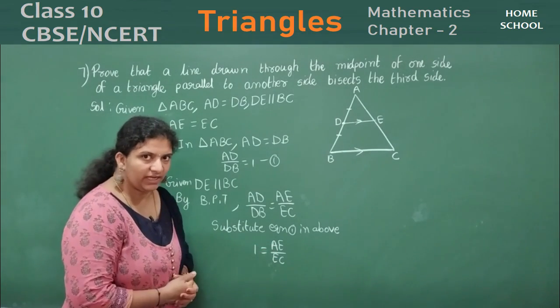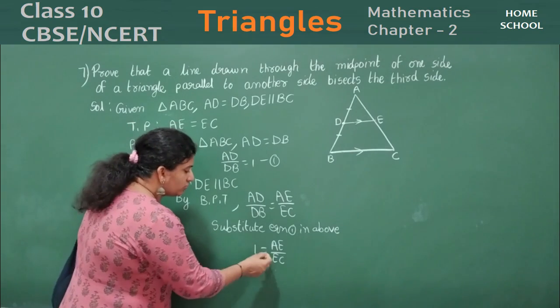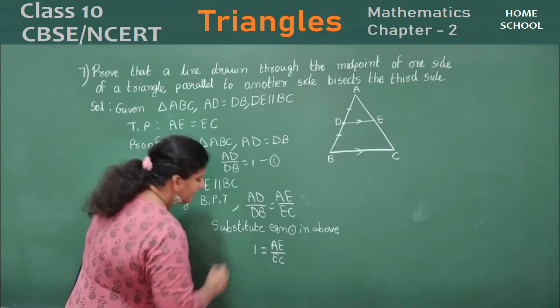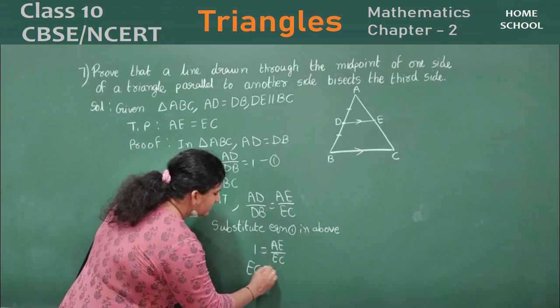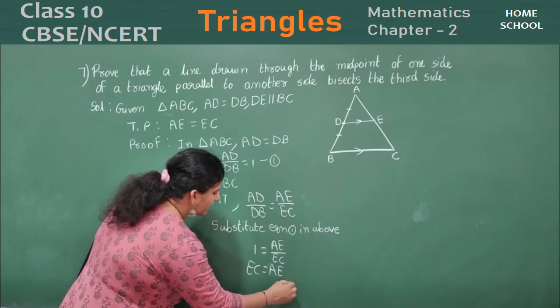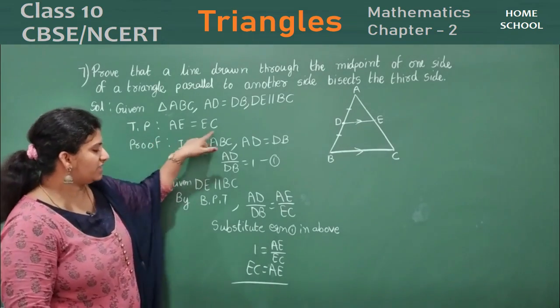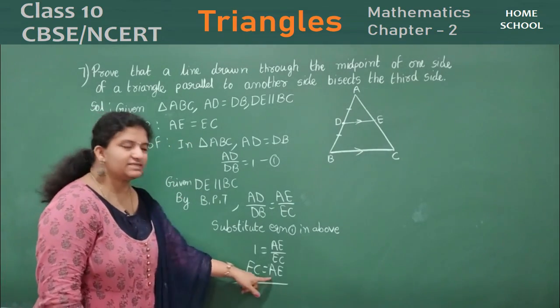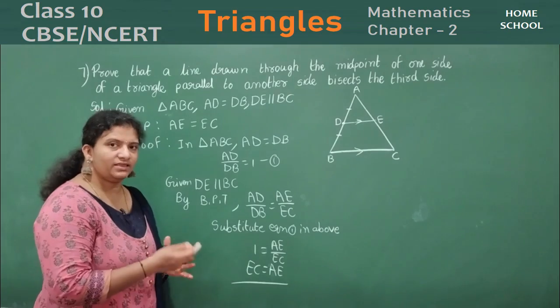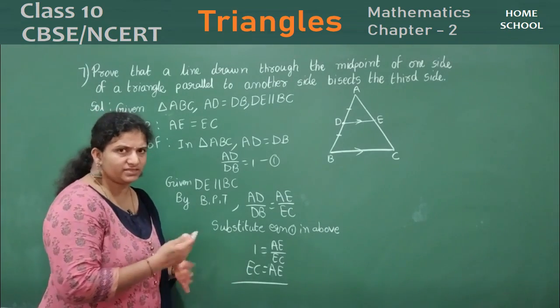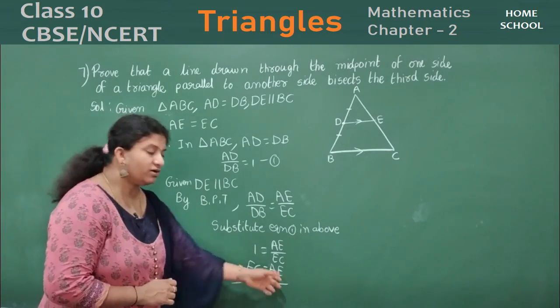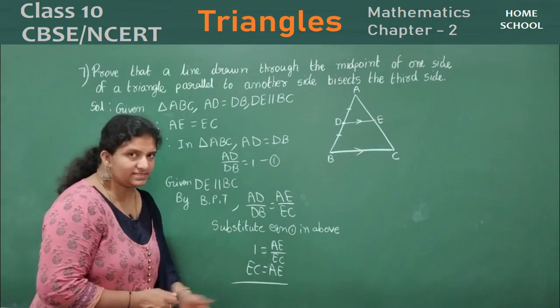Now, did we complete? No. What do we need to do still? This denominator, send to the other side. That makes EC equal to AE. That's your answer. AE is equal to EC, that is, EC is equal to AE. Anything you can rewrite this side or that side, no problem. EC is equal to AE or AE is equal to EC, same.